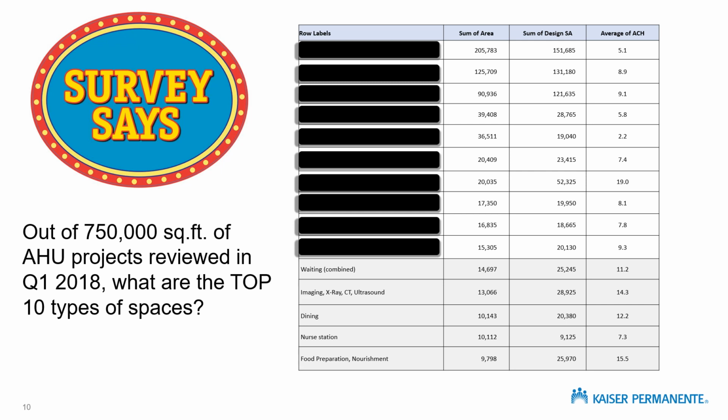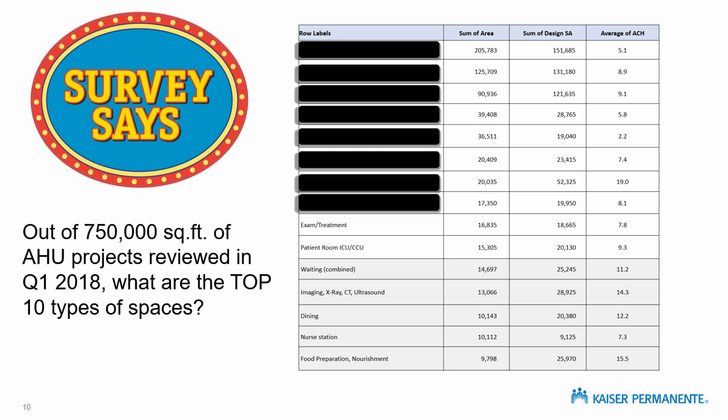This is a little database that I've been putting together as we review air handling systems. So out of 750,000 square feet, what are the top 10 types of spaces that you'll find in the hospitals? And the answer is number 10 is patient rooms, 15,000 square foot of patient rooms out of 750,000 square feet. It's important to note the other metric that I track is our design engineers' supply air that they generally design at the peak. And so we see design engineers designing at an average of about 9 air changes per patient room, right? So there's a lot of opportunity for turn down in that.